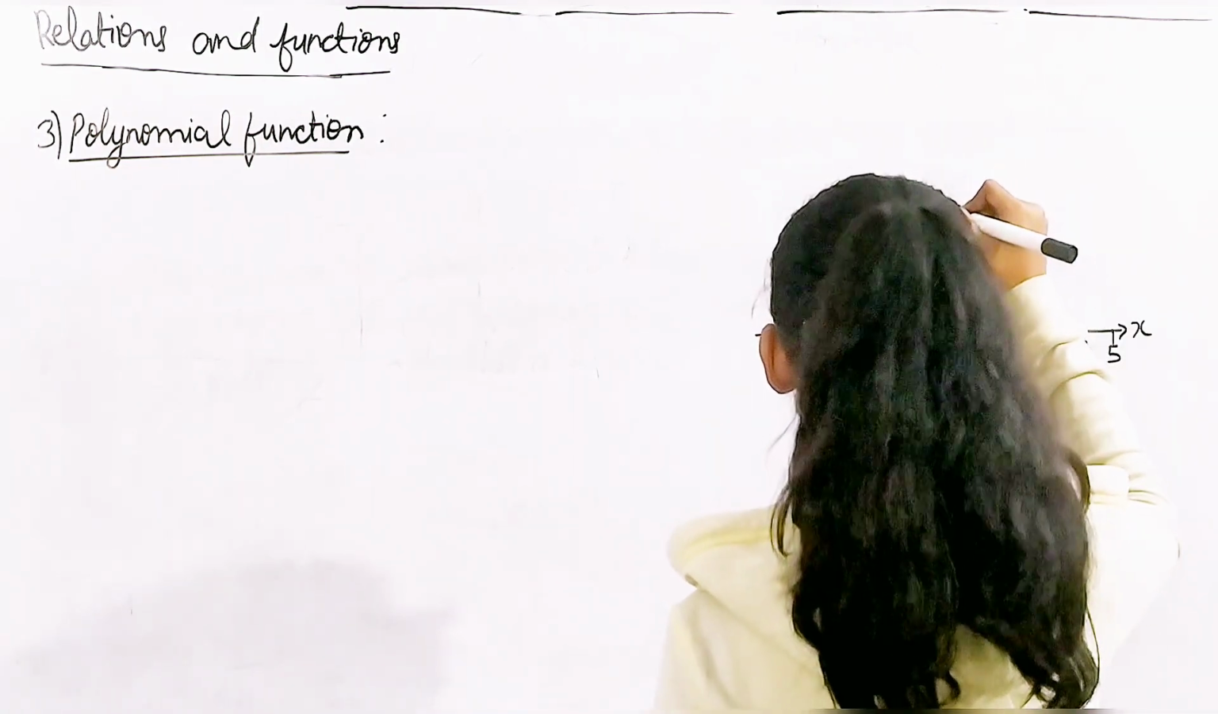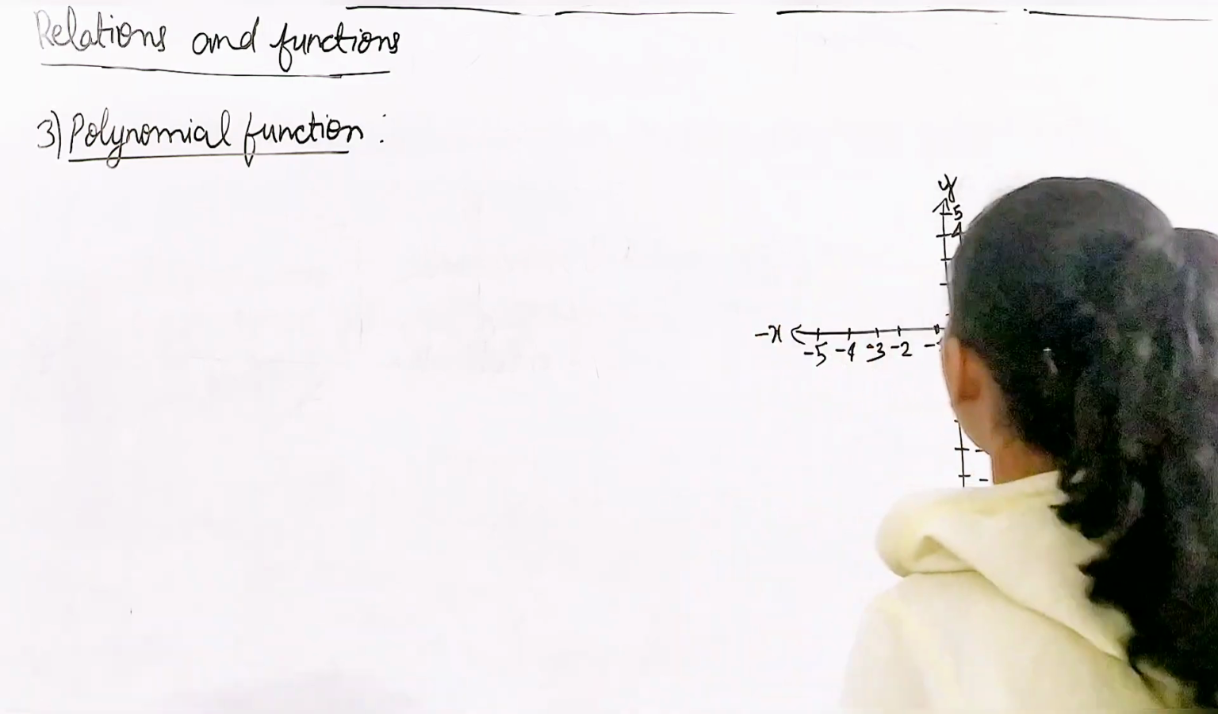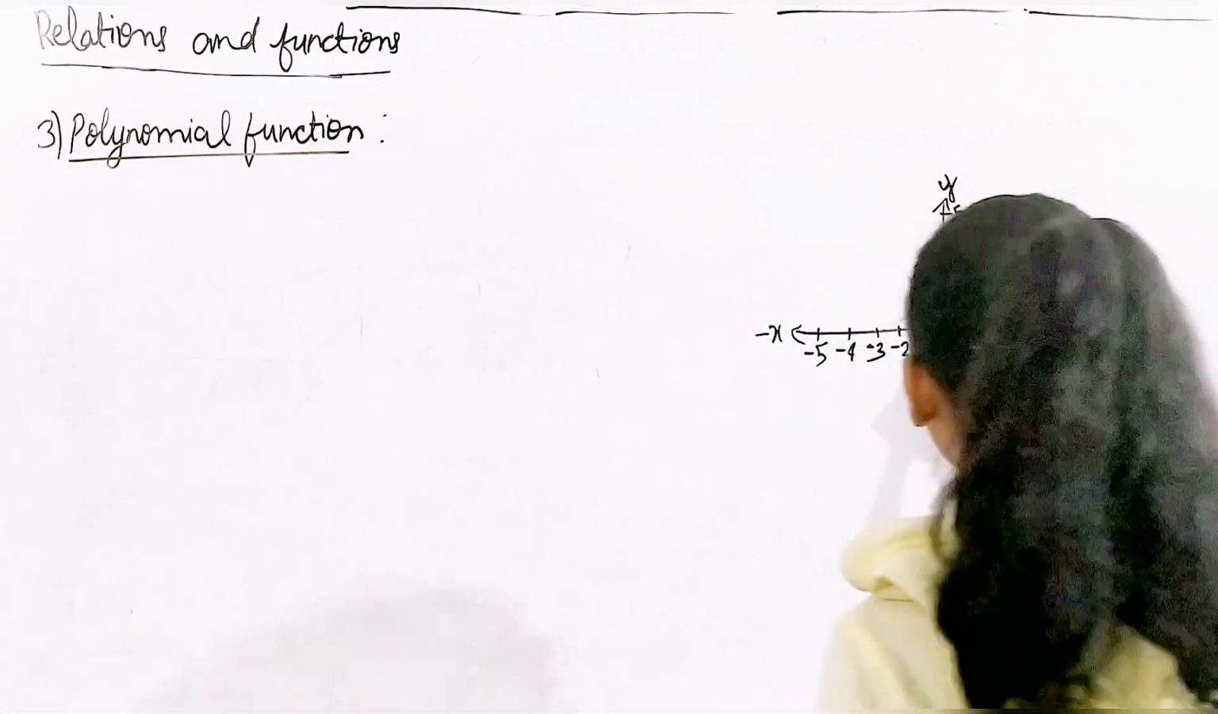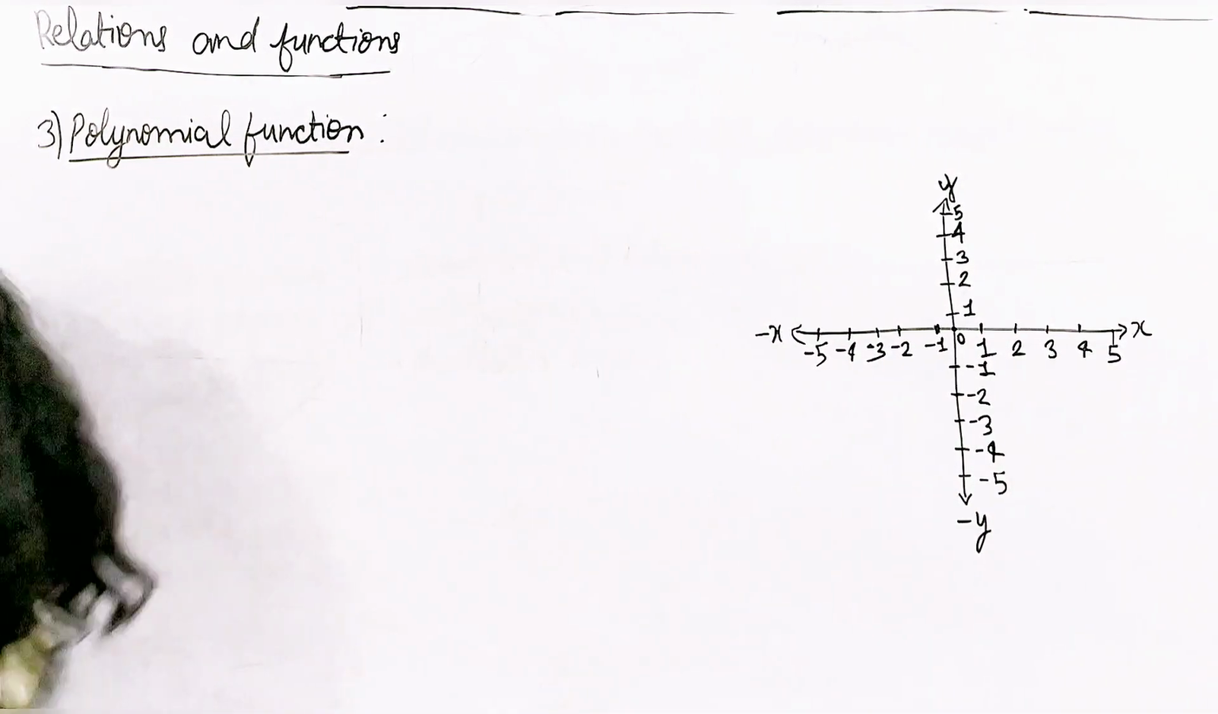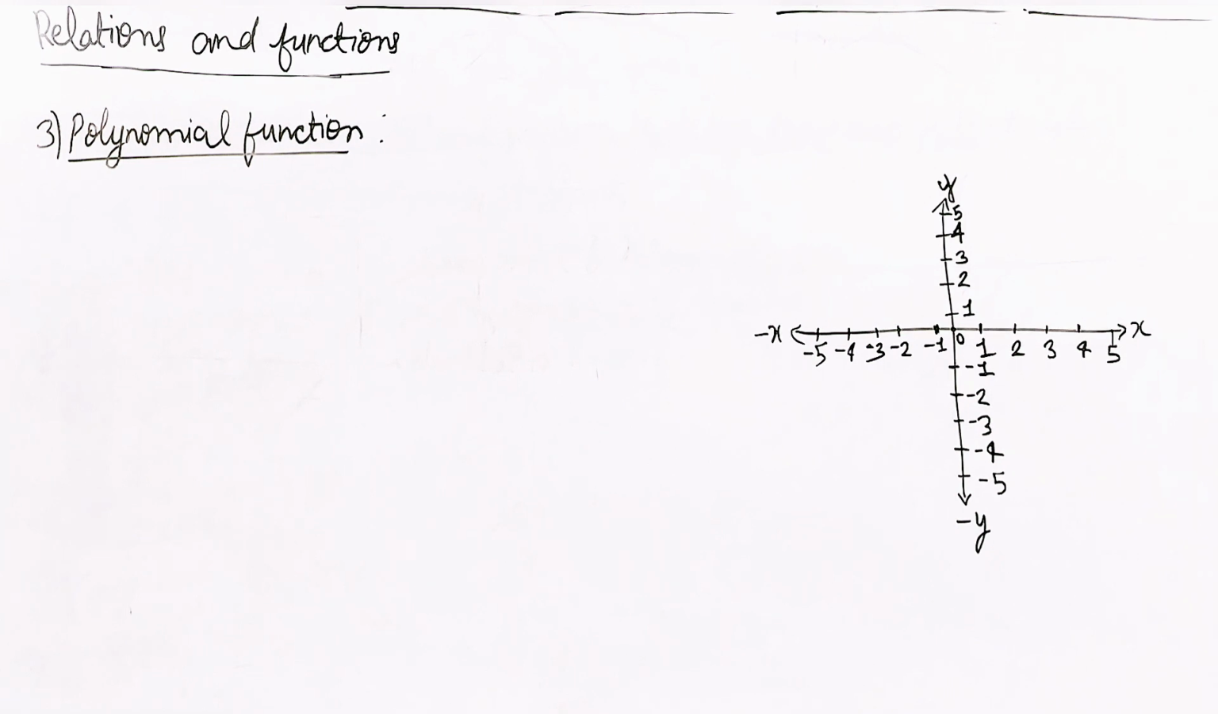4, 5. And this is our y-axis. Okay, and here we have our origin, of course. So this is the graph and the polynomial function. So we're going to discuss polynomial function. A polynomial function is a function in which the independent variable is a part of a polynomial. So a function which involves only non-negative integers.